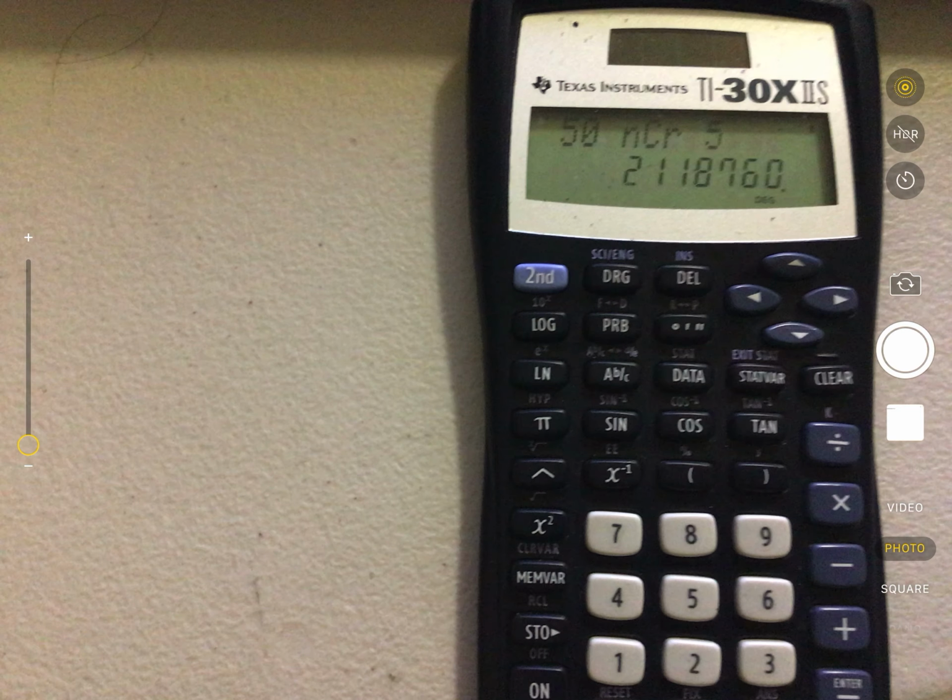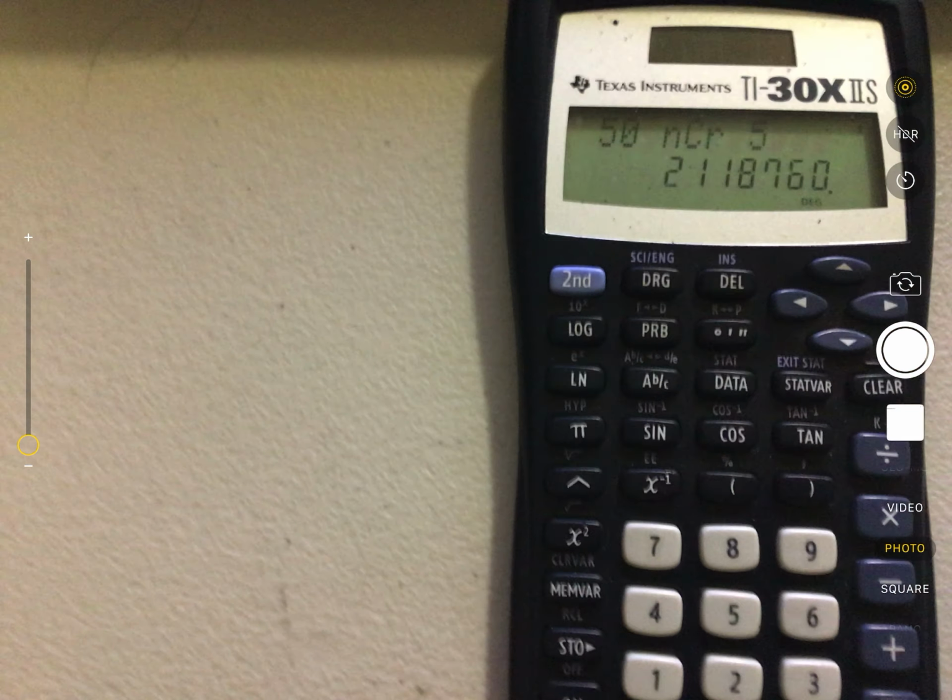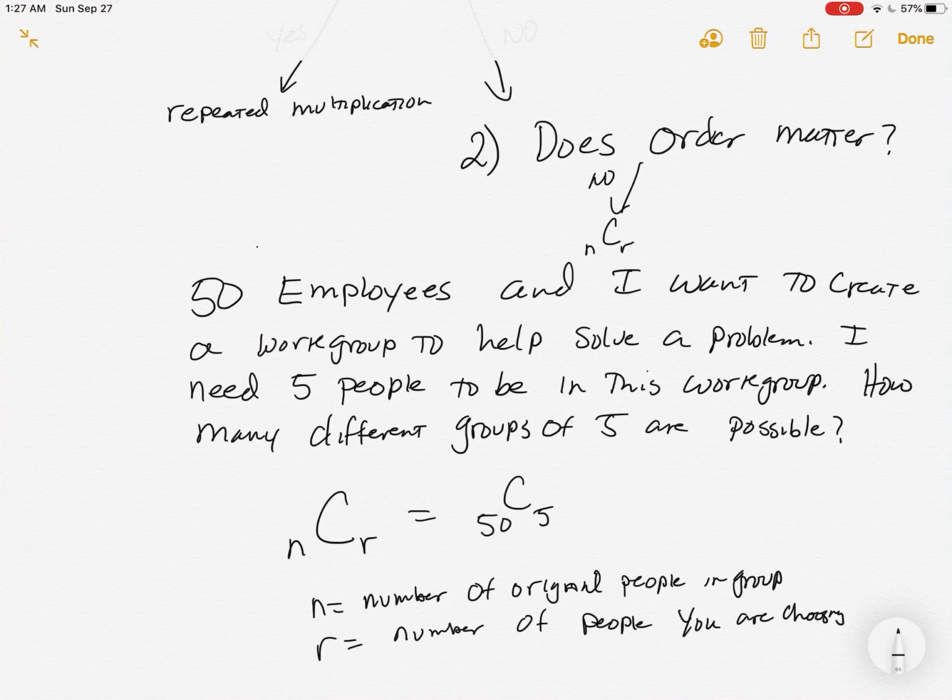2,118,760. That's it. I just write that down. That's how many groups are possible with a group that big, selecting 5 at a time, even when order doesn't matter. The number would actually be a lot bigger if order did matter.